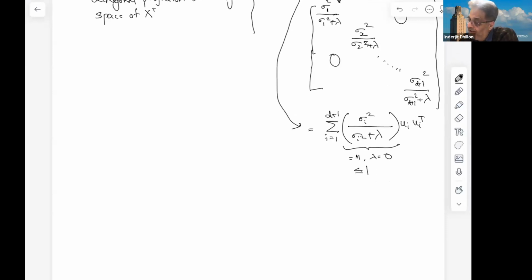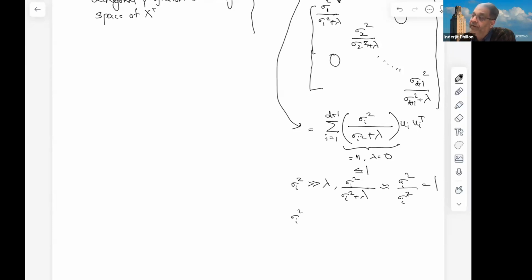Okay. So if my sigma i square, which is this ith singular value, is much bigger than lambda, then what happens to this number, sigma i square divided by sigma i square plus lambda? If sigma i square is much bigger than lambda, this will be nearly equal to sigma i square divided by sigma i square, and so it'll be nearly equal to 1. In particular, if lambda equals 0, right? But now let's see what will happen.